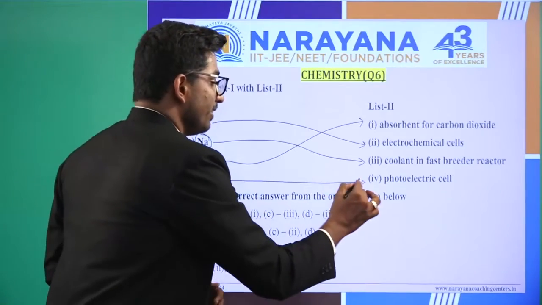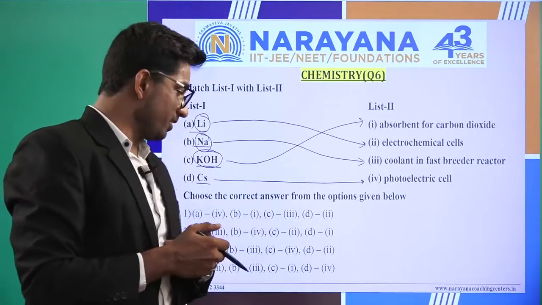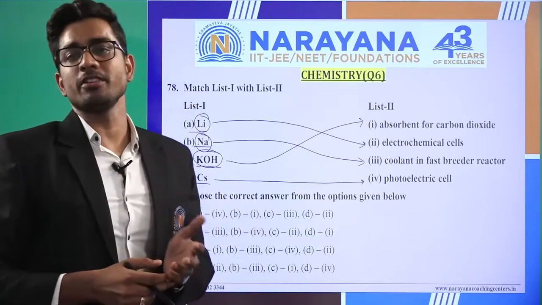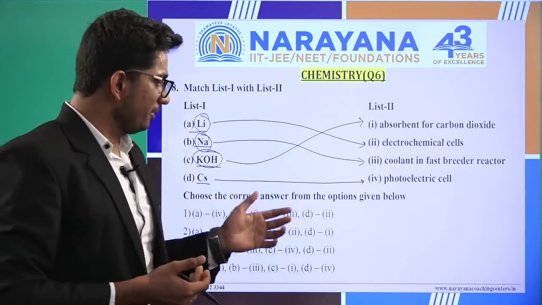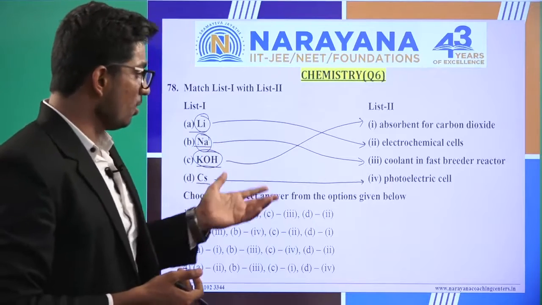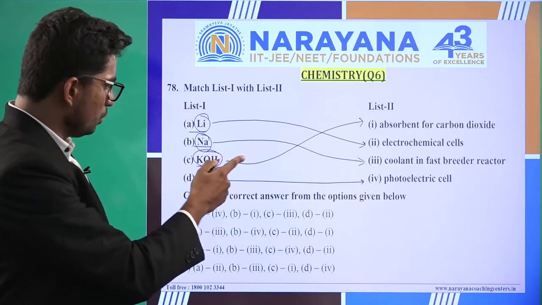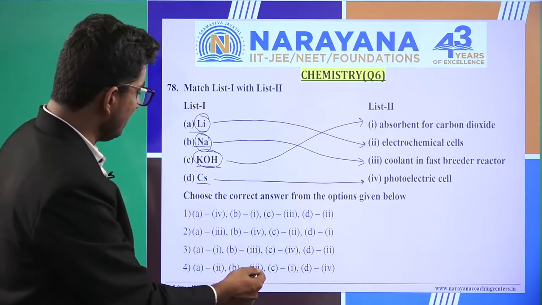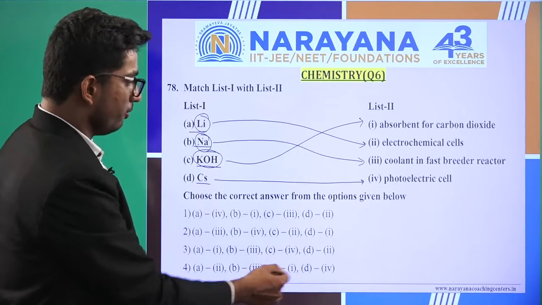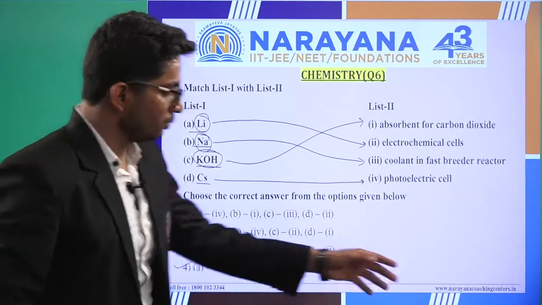Photoelectric cell. Why? As you know, cesium has a very low ionization energy, because of which it has a very good application in the photoelectric cells. So basically we can say that these are the options. So we can check lithium 2, that means A2, and B is 3. A2, B3. We got our answer, but still let's check C1 and D4. We have option 4 as correct. Okay, so let's move to the next one.